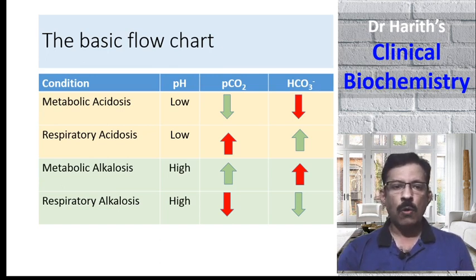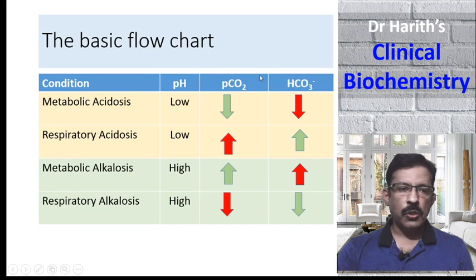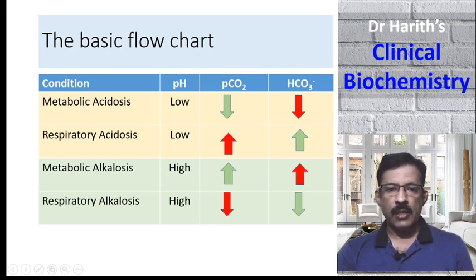Please do not go by pattern identification. Low pH, low PCO2, low bicarbonate, this is metabolic acidosis. Low pH, high PCO2, high bicarbonate is respiratory acidosis. Don't go by pattern recognition. You are liable to make mistakes, because the pattern which you see in a respiratory acidosis and the pattern which you see in a metabolic alkalosis is similar. The pattern which you see in metabolic acidosis and respiratory alkalosis is similar. So if you go by pattern recognition, you're always going to end up making mistakes.